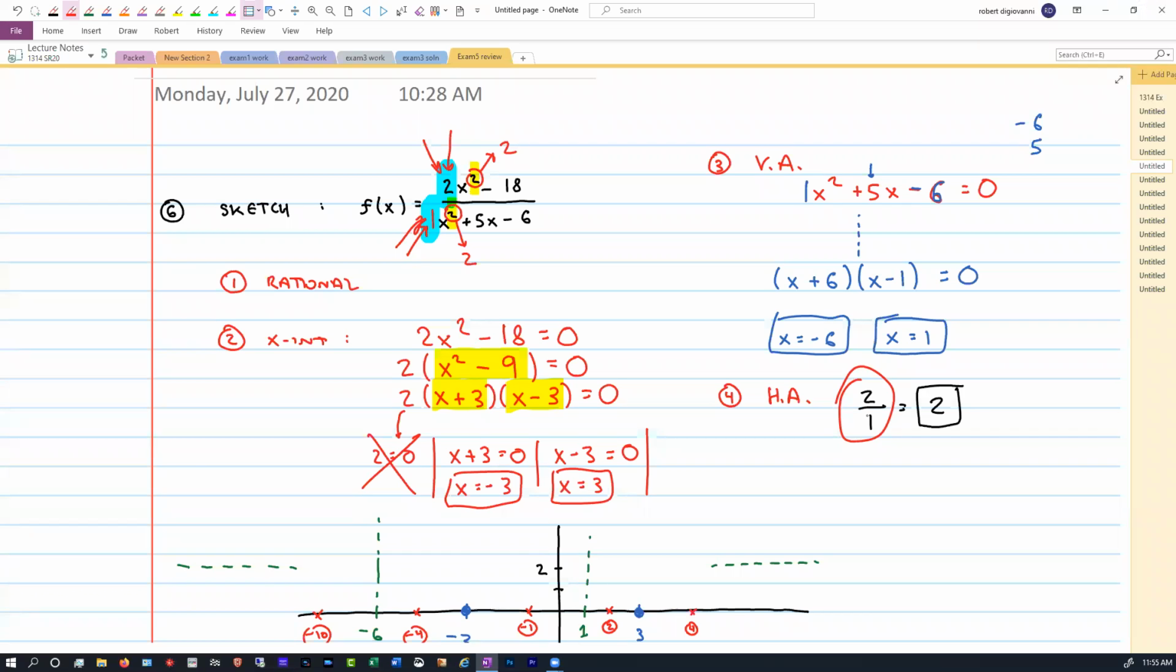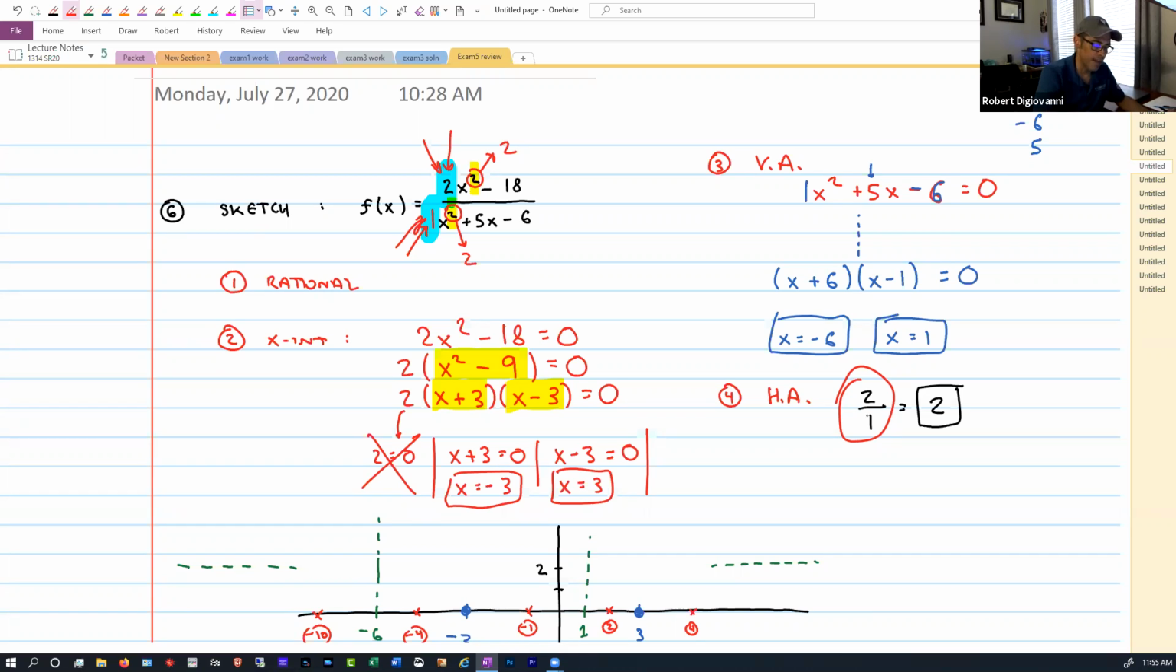Okay. You only do that though. You're only going to be looking at the leading coefficients if the degrees are the same. In the previous problem, the degrees weren't the same, so we did something else, and it turned out to be the x-axis.